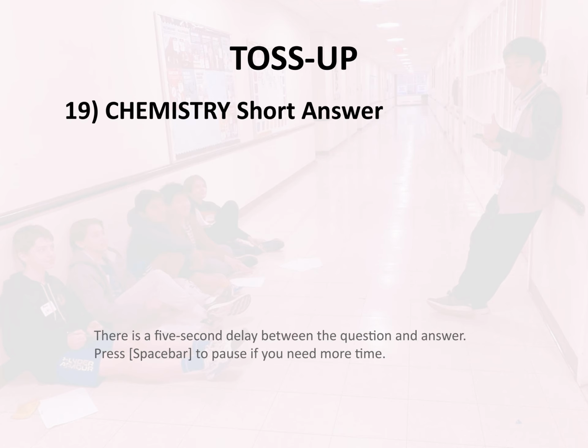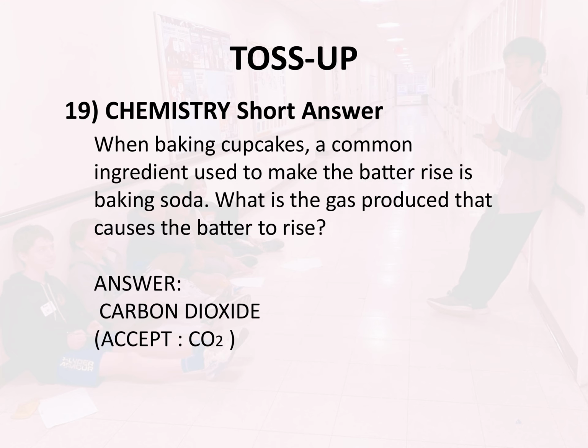Toss-up, 19. Chemistry. Short answer. When baking cupcakes, a common ingredient used to make the batter rise is baking soda. What is the gas produced that causes the batter to rise? Answer. Carbon dioxide.